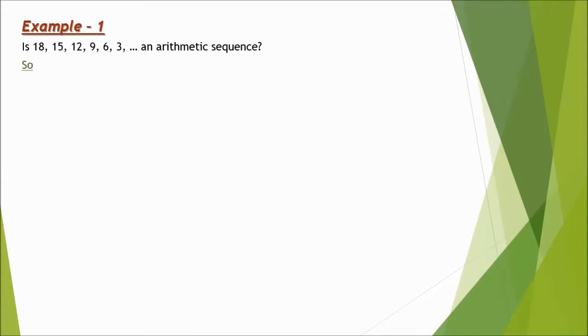It's example 1, and the example says, is the given sequence an arithmetic sequence? Okay, it's a sequence. Definitely it is a sequence. It has a fixed rule. And is it an arithmetic sequence? We have to check. There are arithmetic sequences, geometric sequences, and harmonic sequences also, HM also. But in class 10 we are only going to study two: the arithmetic sequence and the geometric sequence.